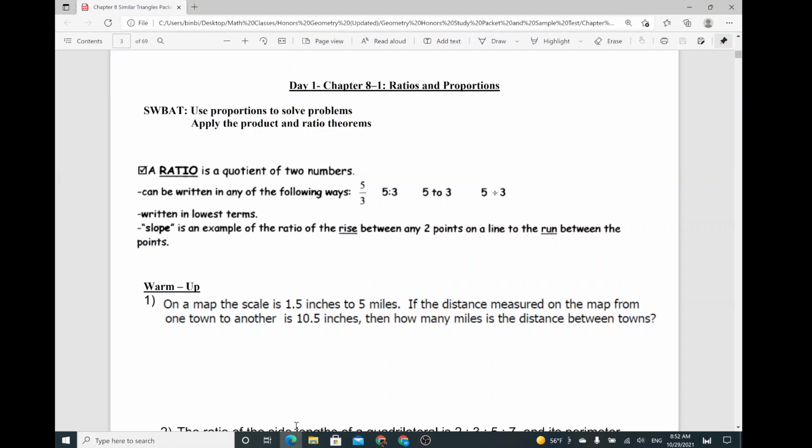A ratio is a quotient of two numbers, or we can say it's a comparison of two quantities. The ratio can be written in any of the following ways: as a fraction, 5 over 3, or as a comparison of two numbers, 5 colon 3, or 5 to 3, or 5 divided by 3. Written in the lowest terms, as always, the simplest form. And the slope is an example of a ratio, of the rise between any two points on the line to the run between the points.